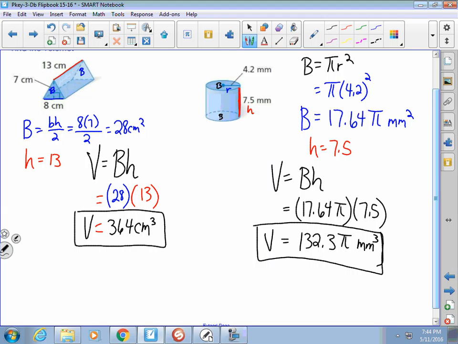Alright, so that's our volume tab for prisms and cylinders. Thank you for taking care of that. Move on to example 4. Let's finish our flipbook.